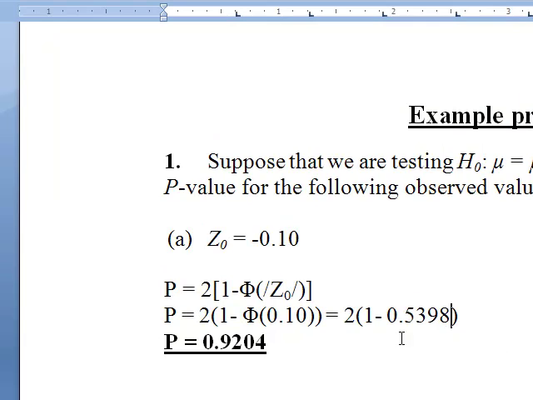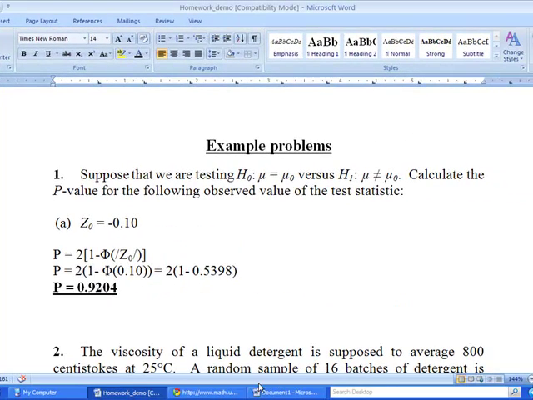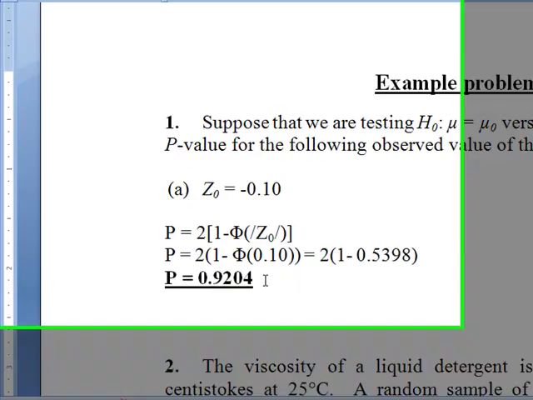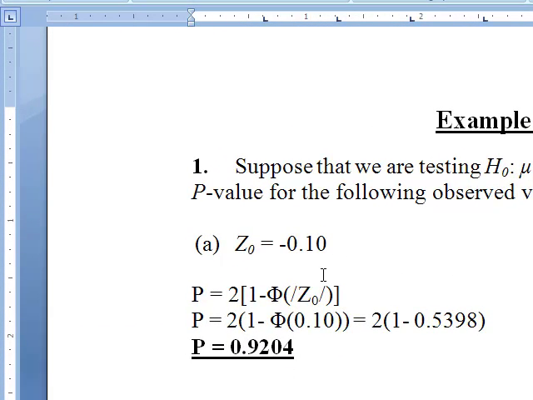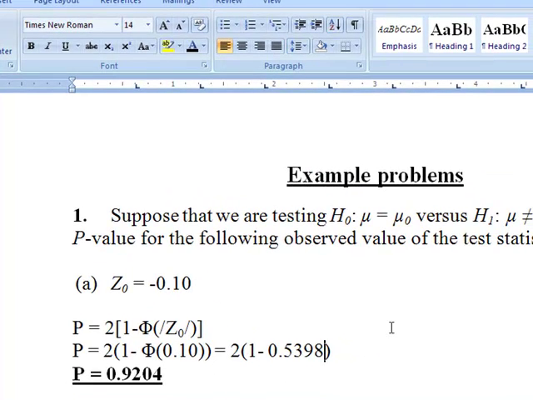0.5398. So 2 multiplied by 1 minus 0.5398. Thus p is equal to 0.9204. So similarly, you can solve the first problem in the given assignment, right?